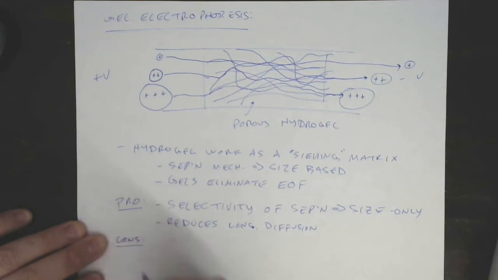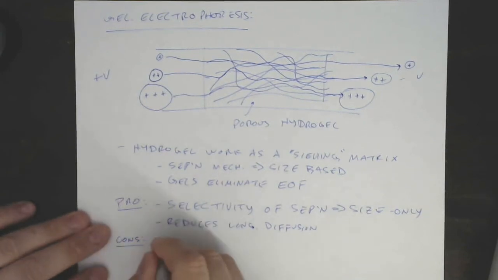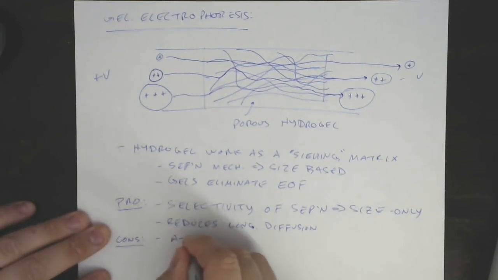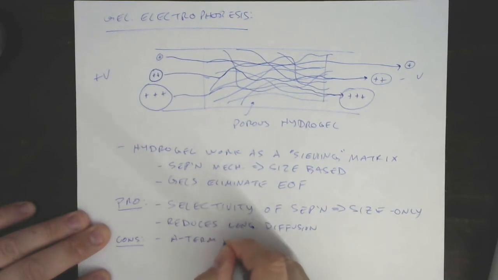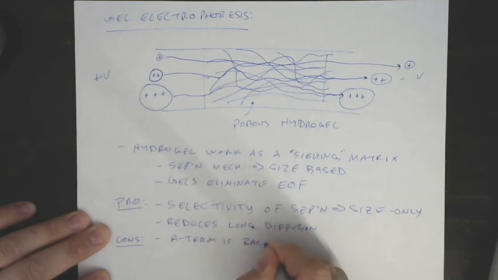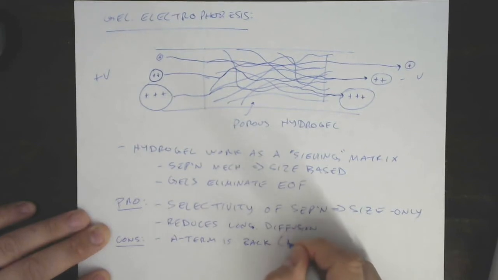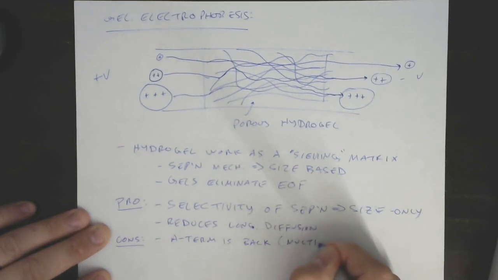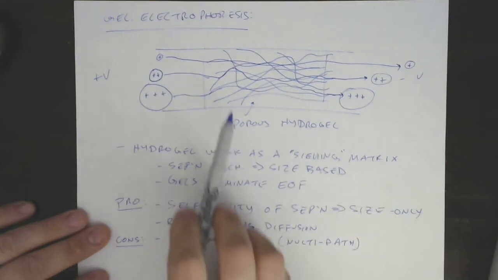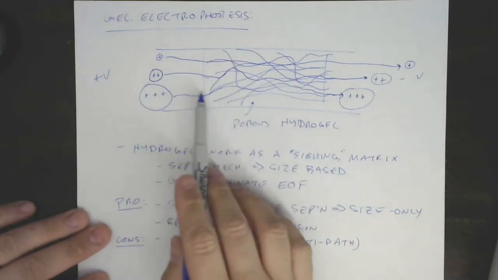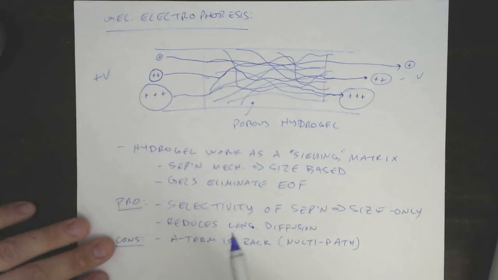So on the con side of things, well, here's the first thing you should know. The A term is back. Remember, our A term refers to the multi-path effect, right? Multiple different routes this thing can take. Porous hydrogel is like a packed bed. There's different ways for these things to go. So our A term is back.